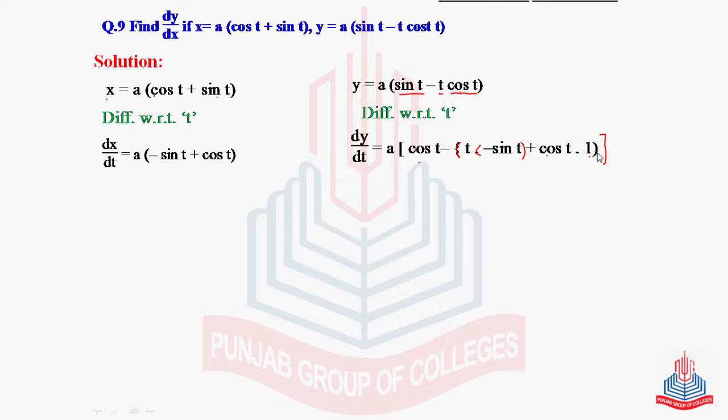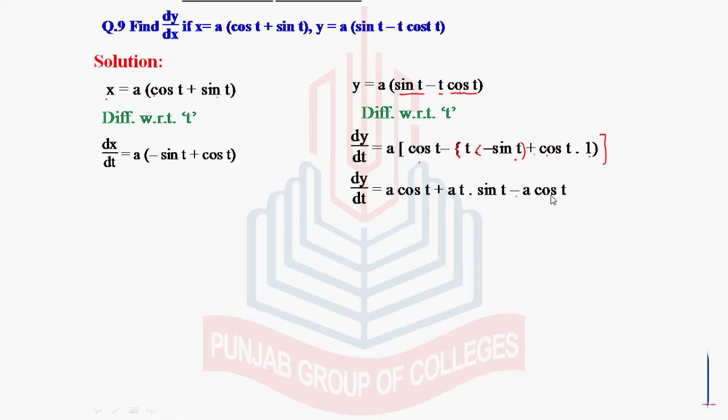Now simplifying this one, a into cos of t minus and minus plus t sin t, and multiplying by a will become a into t sin of t, minus and plus will be minus. We have cos of t, and after multiplying a will become a cos of t. This plus and minus will be cancelled out. We have dy by dt here, a into t sin of t.